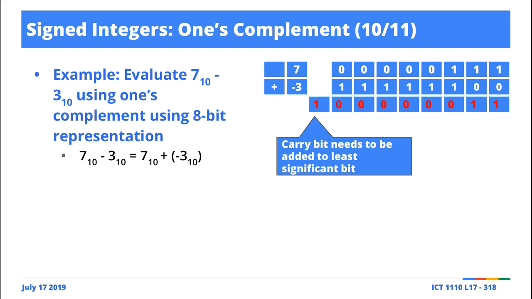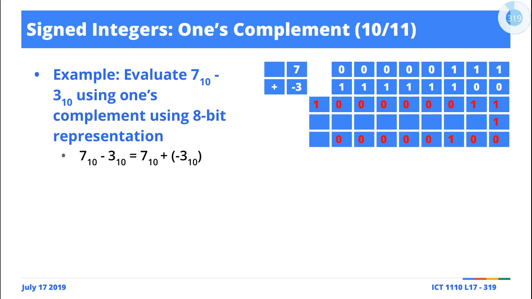We have an overflow. What do we do with the overflow? Yes, we add it, right? We must add it. When we add it, 1 and 1, 0 remainder 1, 1 and 1, 0 remainder 1, 1 and nothing is 1, 0, 0, 0, 0, 0.